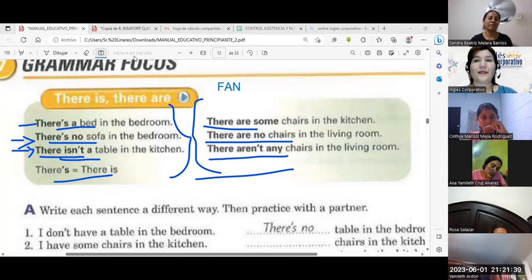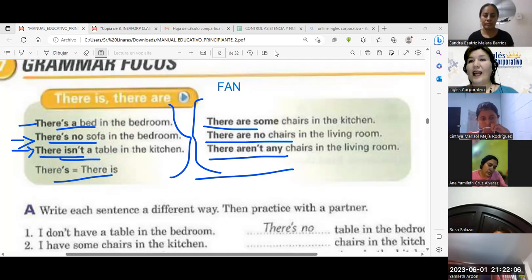There are three chairs in the dining room. There is a refrigerator in the kitchen. There is a table in the dining room. There is a table, right? A table in the living room. Very good. Ana Yamilet.